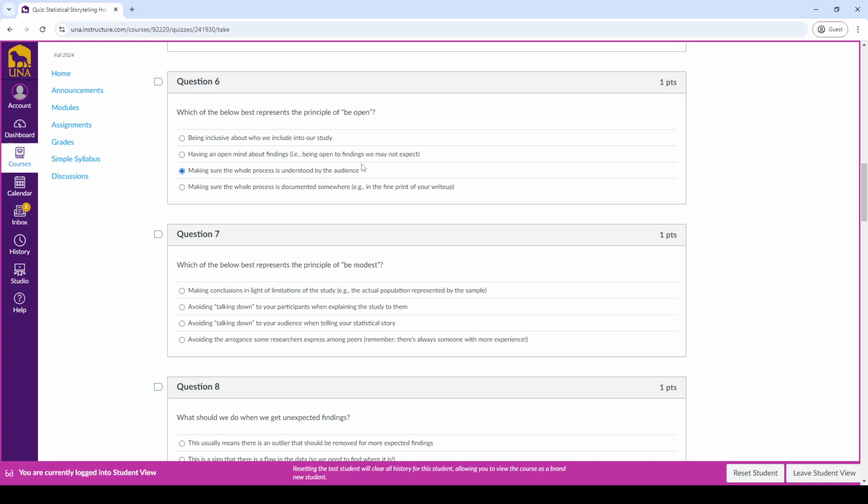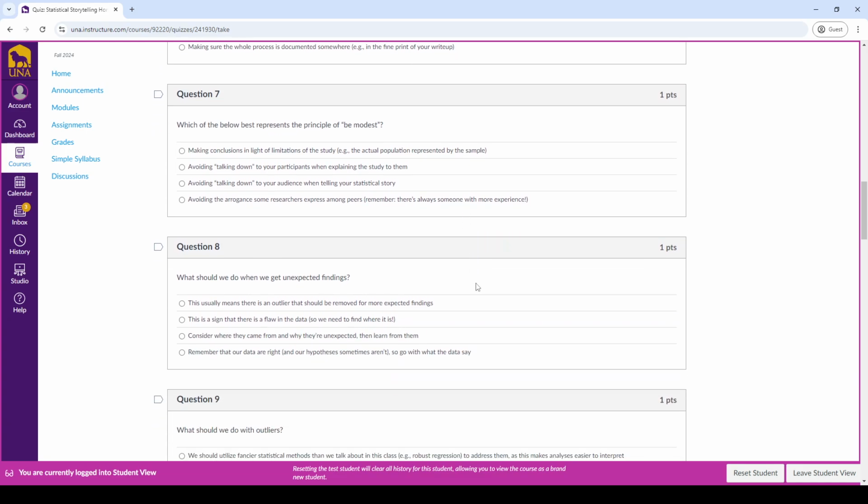Same thing about having an open mind. Like, this is a good thing, but the principle of being open at this part in the recommendation is relating to the process and making sure that the process is disclosed, not just in the fine print, but in a way that is actually comprehensible.